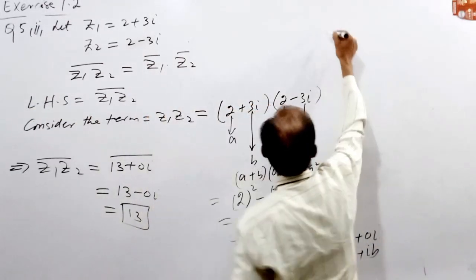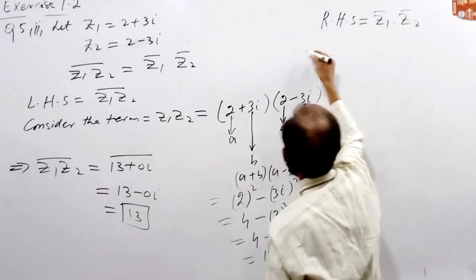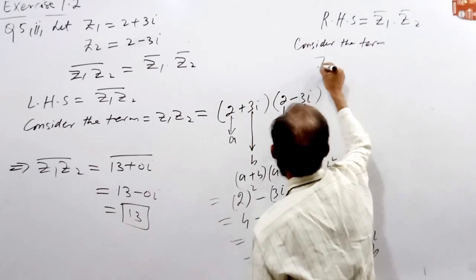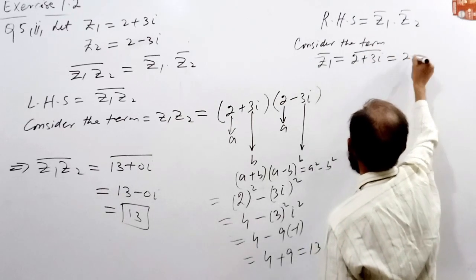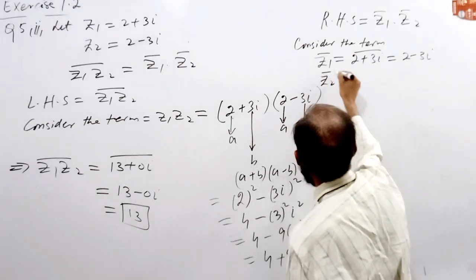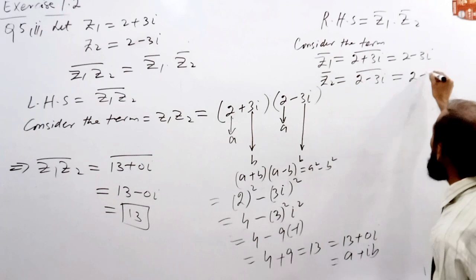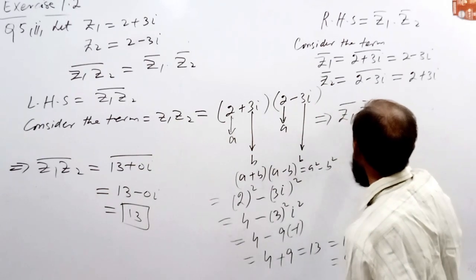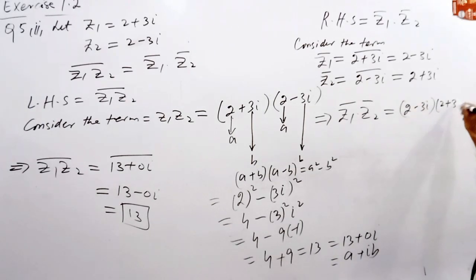Similarly, now coming to the right hand side, z1 conjugate and z2 conjugate, we consider the terms individually. z1 bar is the conjugate of 2 plus 3 iota, so we can write 2 minus 3 iota. The sign is changed into negative. Similarly, z2 bar is the conjugate of 2 minus 3 iota, so the sign is changed into positive: 2 plus 3 iota. Now the required term is z1 conjugate and z2 conjugate multiplied to each other. So it means 2 minus 3 iota and 2 plus 3 iota.